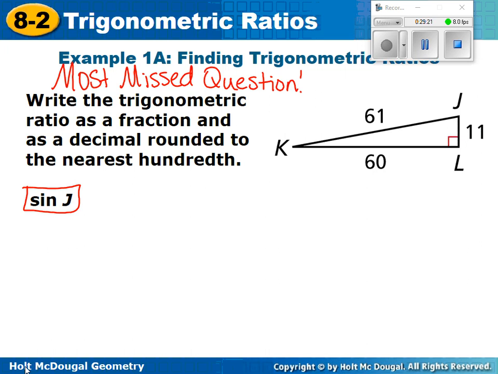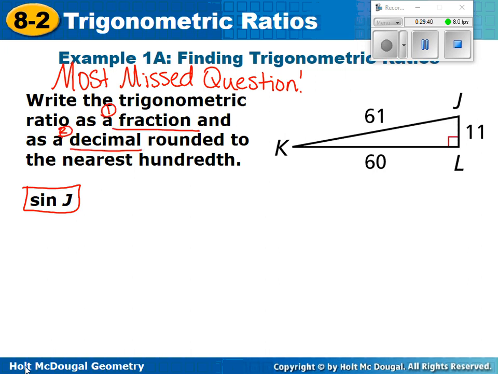Okay? So it'll look like that, exactly like that: find the sine of J. But tomorrow it's going to say find the measure of the angles in the triangle. And so, okay, there are 2 parts to this question. Number 1, write it as a fraction, and then write it as a decimal.